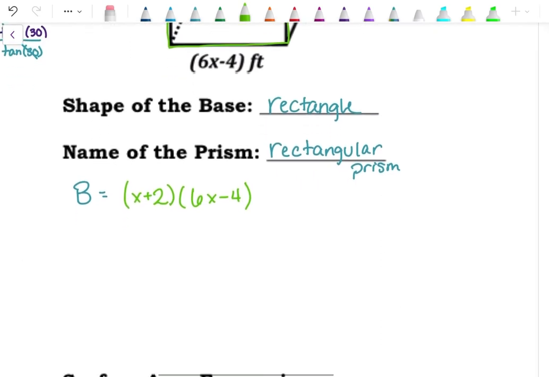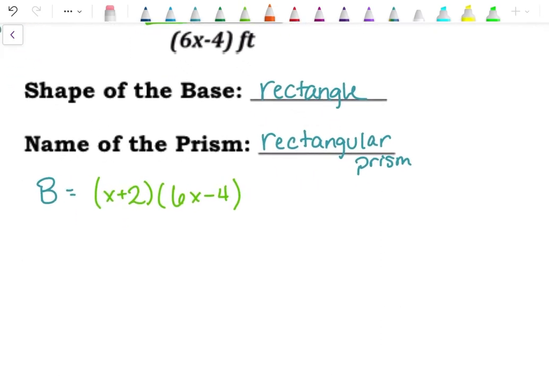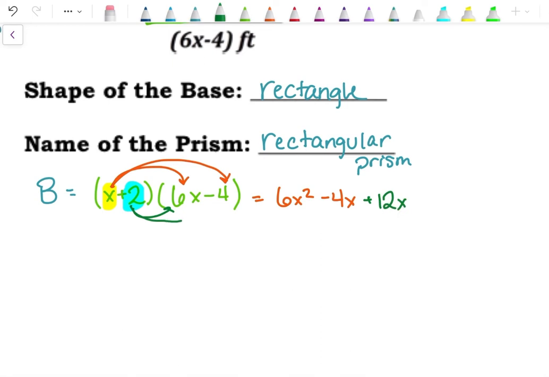If I'm multiplying these together, I need to do the FOIL method, so making sure every term in the first parentheses gets multiplied by every term in the second parentheses, starting with x. X times 6x is 6x squared, and x times minus 4 is minus 4x. Then we do the next term, multiply that by everything. 2 times 6x is 12x, and 2 times minus 4 is minus 8. We'll combine like terms real quick, which are going to be these two middle numbers. So 6x squared plus 8x minus 8. That is the area of my base.